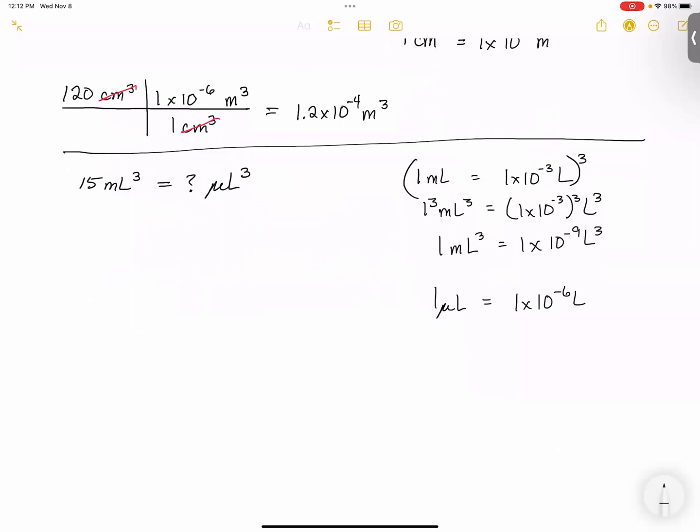We also will have to do that with the microliter. We've got to cube the entire thing. So 1 cubed microliter cubed is equal to 1 times 10 to the minus 6 cubed liter cubed. Or in other words, 1 microliter cubed is 1 times 10 to the negative 18 liter cubed. I want to double check that one. Yes.